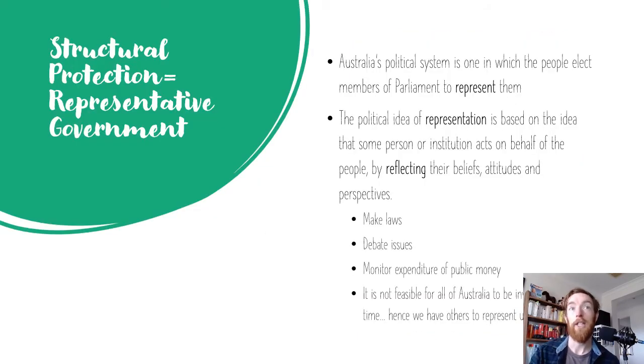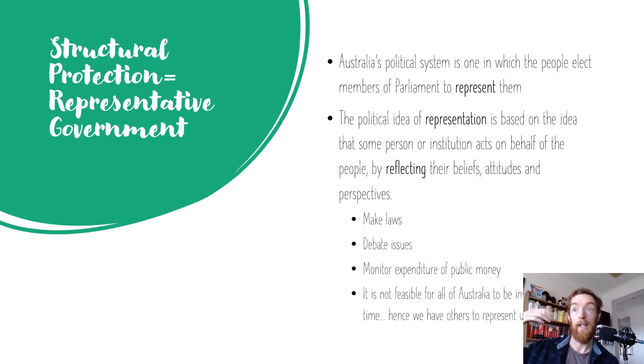So, structural protection in representative government. Australia's political system is one in which the people elect members of Parliament to represent them. The political idea of representation is based on the idea that some person or institution acts on behalf of the people by reflecting their beliefs, attitudes, and perspectives. They make laws, debate issues, and monitor the expenditure of public money, and it's not feasible for all of Australia to be involved all the time. So we have others represent us.